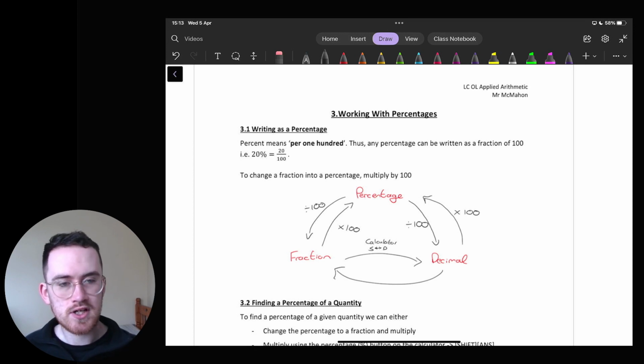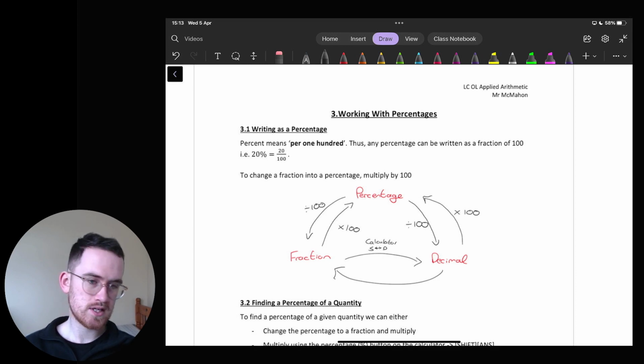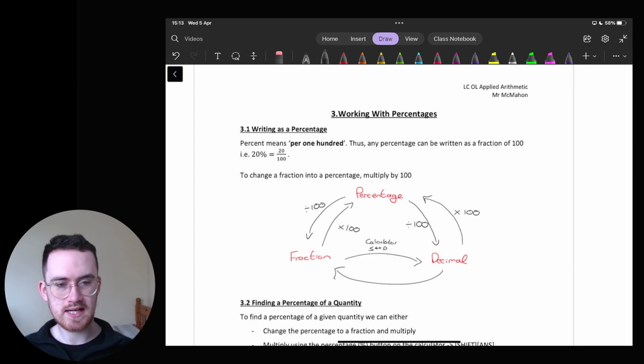To change a fraction into a percentage, we multiply by 100. Same with a decimal. To change a decimal into a percentage, we multiply by 100. To write a percentage as a fraction, we divide by 100, or we write it as a fraction over 100. Same with changing a percentage to a decimal, we divide it by 100.